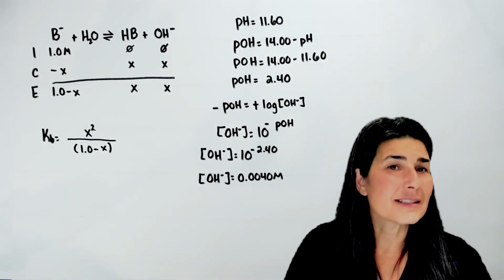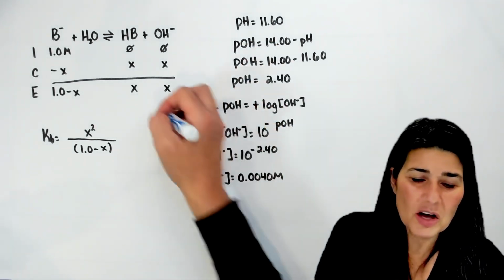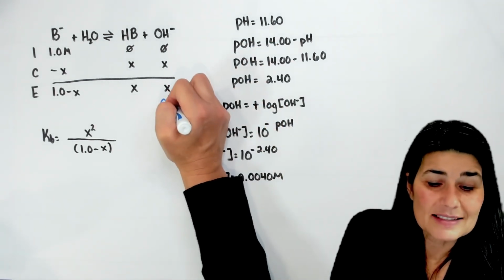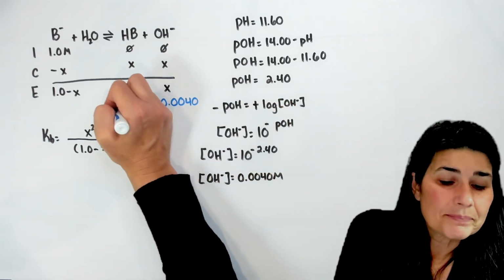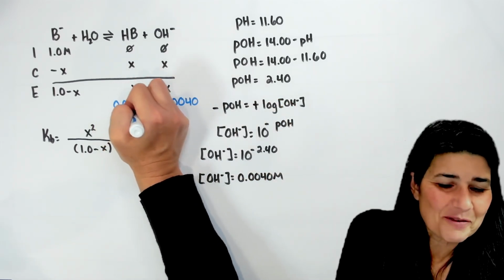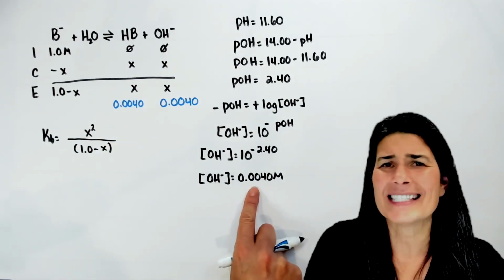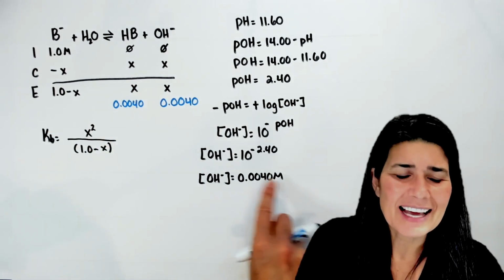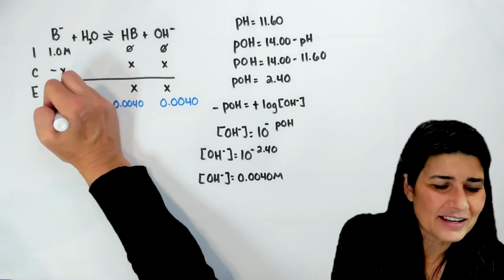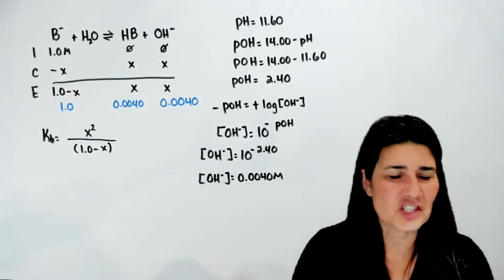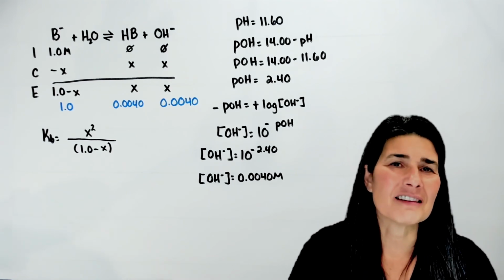I can now take that and plug that back in to my ice table. The OH minus is 0.0040. The HB, 0.0040. And when I take 1.0 minus this tiny number and I keep it to one decimal place, it's basically unchanged, not significantly changed. It stays 1 molar. Those are the values I'm going to plug in for my Kb.